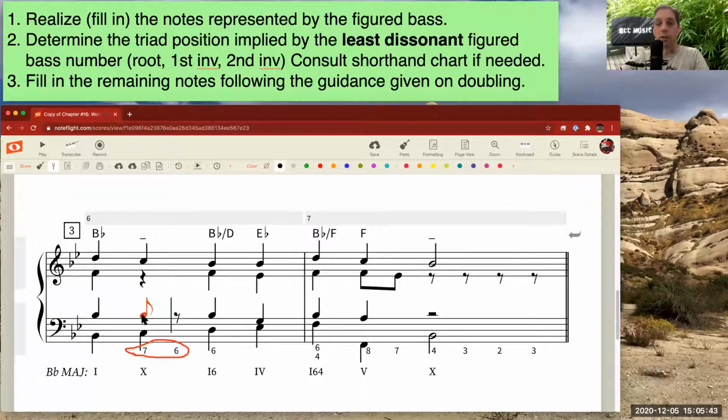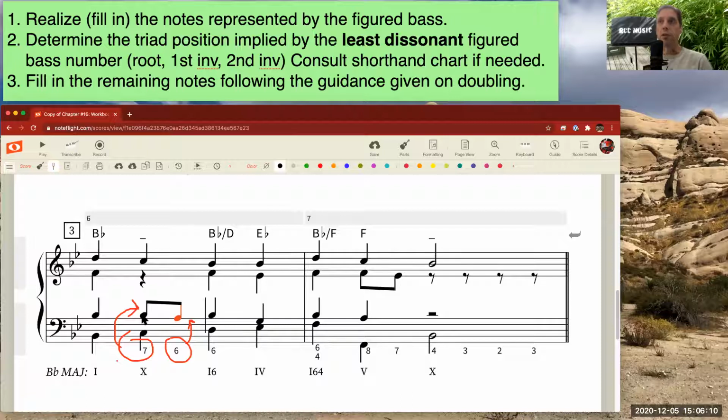Since the notes are in the same row under the same bass note, the same voice gets both of those notes. So the 6th above will also go in the tenor. There's our 7th. And there's our 6th.